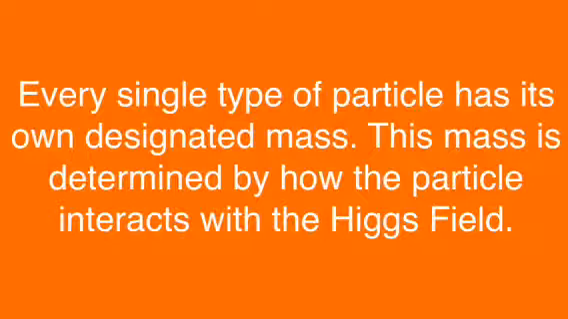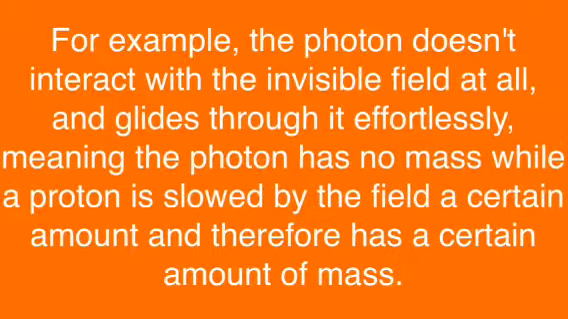Every single type of particle has its own designated mass. This mass is determined by how the particle interacts with the Higgs field. For example, the photon doesn't interact with the invisible field at all and glides through it effortlessly, meaning the photon has no mass, while a proton is slowed by the field a certain amount and therefore has a certain amount of mass.